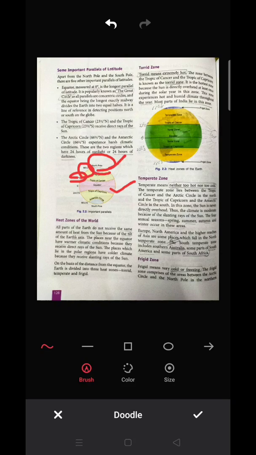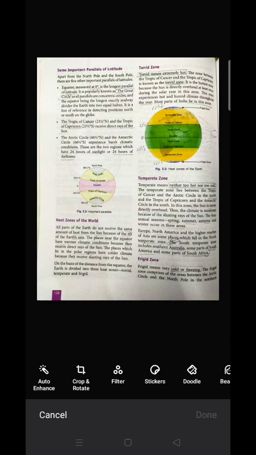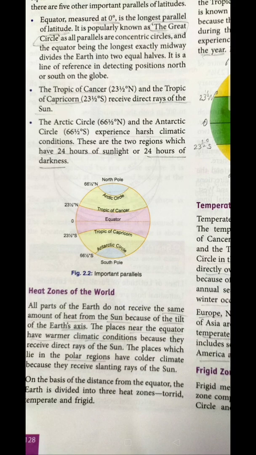When we come downward, there is the Tropic of Capricorn at a distance of 23.5 degrees south. Why is it 23.5 degrees south? Because it lies in the southern part. Here is the Antarctic Circle, which lies at 66.5 degree south, and below there is the South Pole. So this is all about some important parallel lines of latitude, and together they make the great circles.